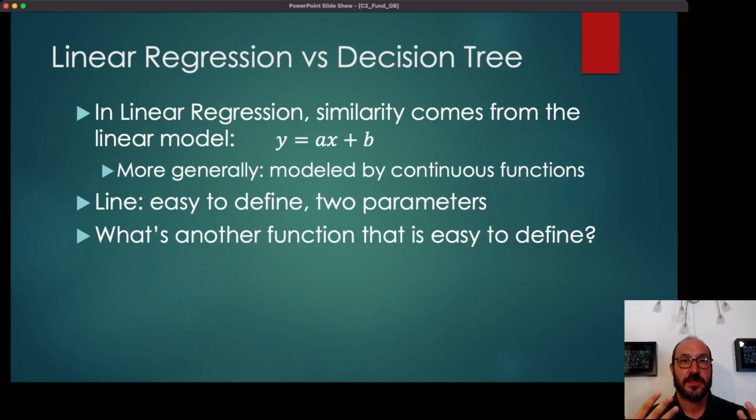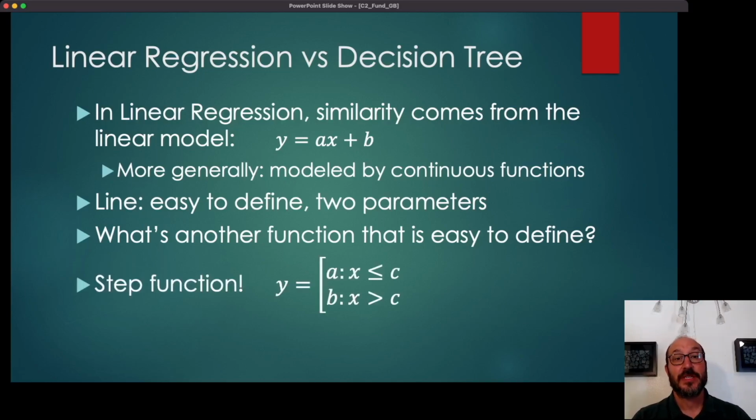What's another function that's also easy to define, has few parameters? And there are many options you could think of. You could think of polynomials, you could think of other parametric forms. But the one I want to talk about here is a step function. And a step function, in some ways it's complementary to a line. A line says everything happens very gradually. And a step function says, no, you stay the same, and then you jump, and then you stay the same.